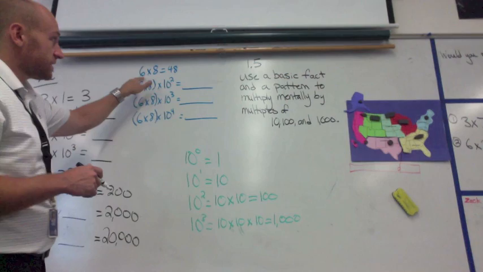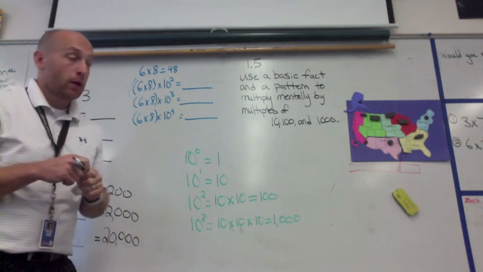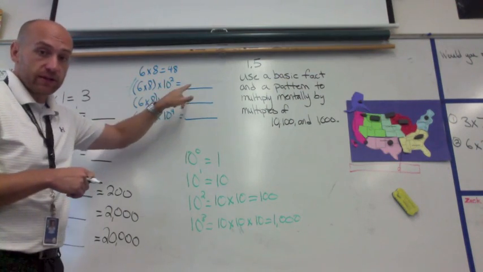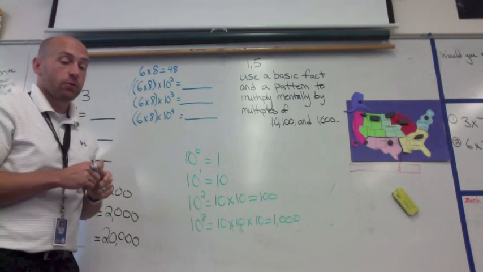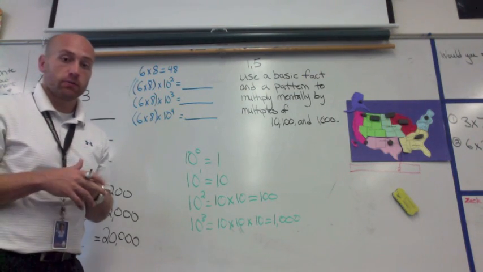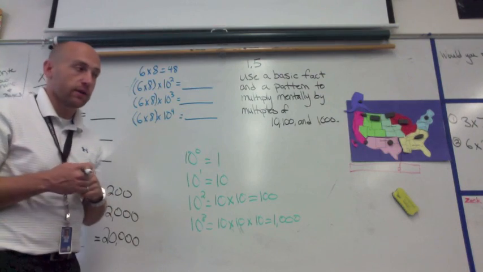So we know that 6 times 8 is 48. That's just one of our basic multiplication facts. So we're going to use that knowledge and then our exponent knowledge to find some other answers. So when we times by 10 or 100 or 1000, we just add zeros. So that's the same thing with the exponents that we're using this year.